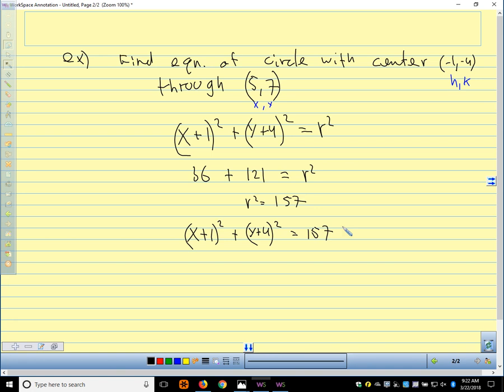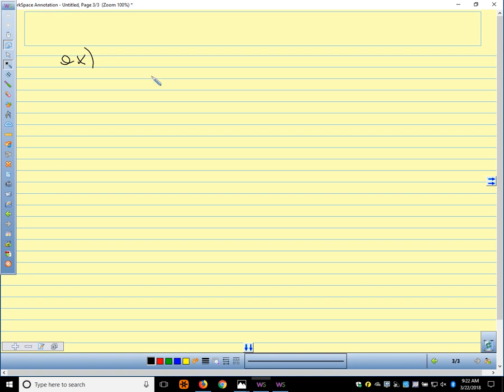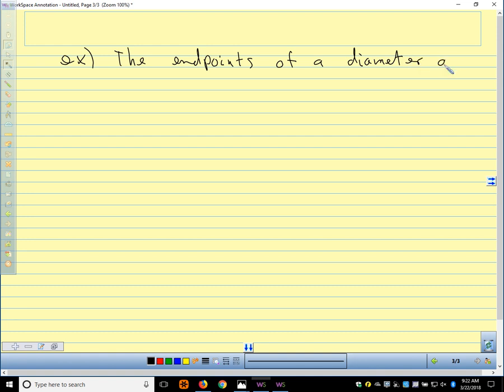All right, questions there? All right, this next one I don't want to go all the way through. I just want to talk about the procedure we would use to solve it. Let's say the endpoints of a diameter are (3, 4) and (-5, -6). We want to find the equation of the circle.